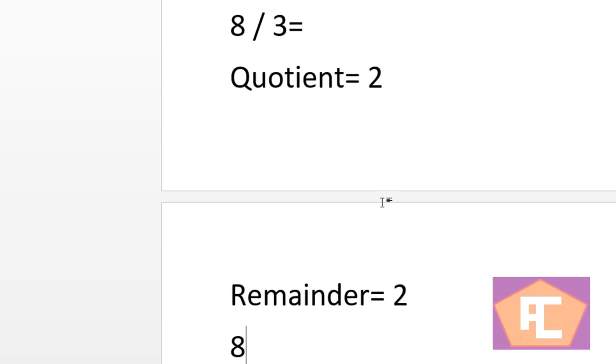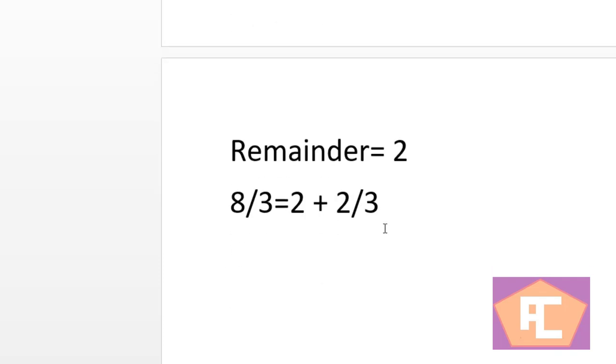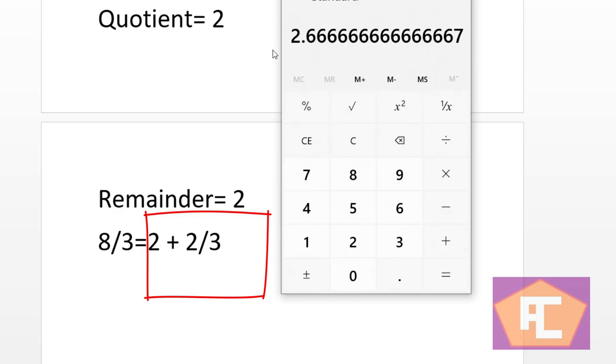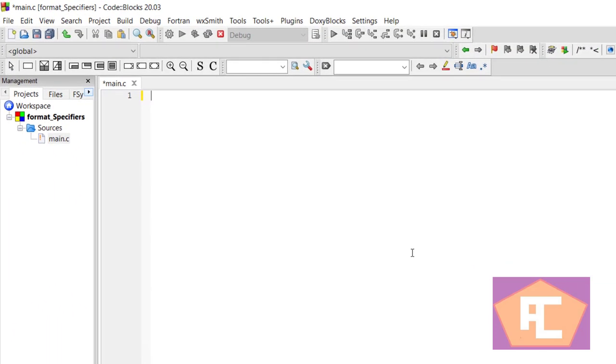If you were to write 8 divided by 3 as a quotient and remainder, it is going to be 2 plus 2 divided by 3. This is the absolute representation of 8 over 3 and not what the calculator is giving us, because that is never equal to the value on the right hand side. No matter how many digits you extend, the value you see on the calculator is not going to produce the quantity on the right hand side. So, we are going to write a C program that has the ability to give us both the remainder and the quotient. Let's do that.